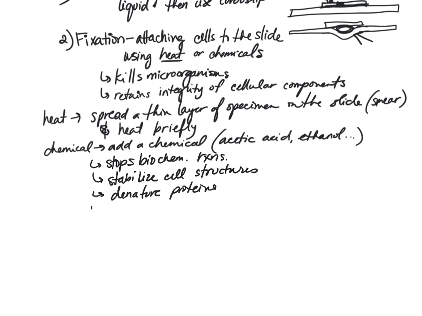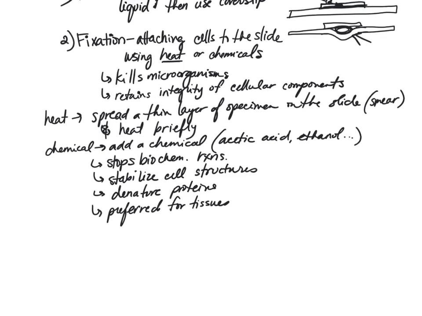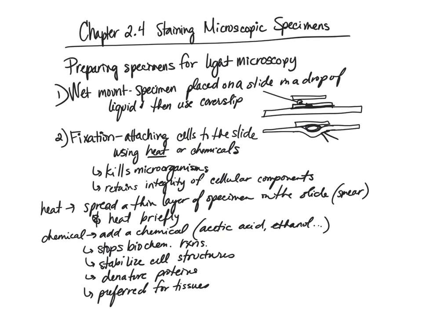And also remember that this is preferred for tissue specimens, rather than something like bacteria or archaea or yeast. So when we're talking about larger tissues, like doing a liver biopsy or something like that, this would be a situation where we might use chemical fixation versus heat fixation. Good. All right, so these are the steps here. This is the information that you should know regarding preparing the specimens for light microscopy.